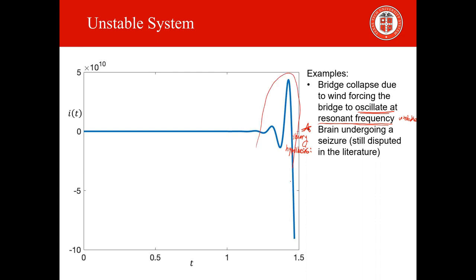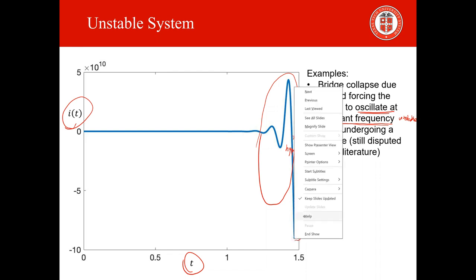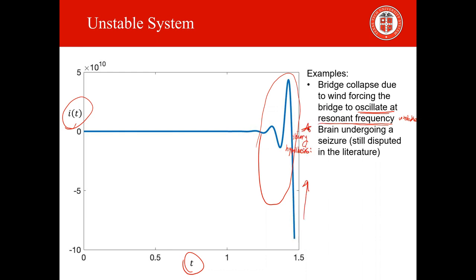You get this clear deviation in the time domain. This is looking at the current, but it could be any variable that we're talking about. It could be the position of the bridge, or any signal that you're measuring. As time goes on, this signal will go towards infinity. And so this is what an unstable system looks like in the time domain.